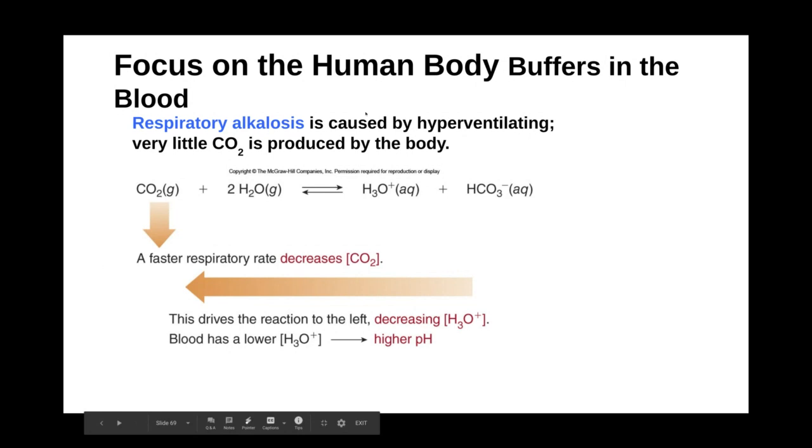So respiratory alkalosis is caused by hyperventilating. This is because very little CO2 is being produced by the body relative to how much outside air you're taking in. So CO2 is going down, pushing this reaction the opposite way, thus increasing the pH of your blood because you have less hydronium. So it's kind of cool, right? There's a relationship between how fast you breathe or how little you breathe in and how acidic your blood is.